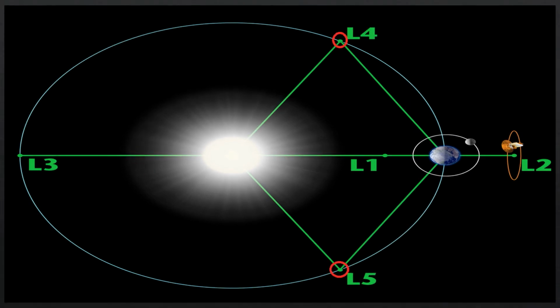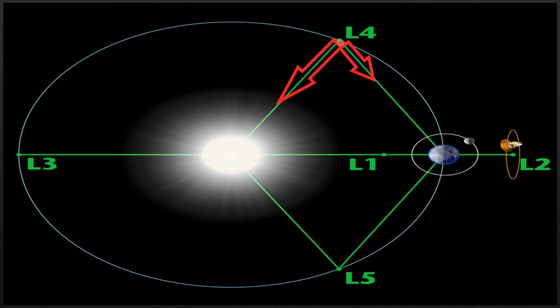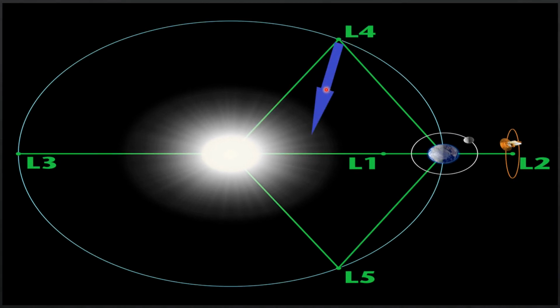L4 and L5, the 2 points, are equidistant from Earth and make a 60-degree angle with respect to the reference line between Earth and Sun. Now I will discuss the gravitational effect on L4, which will be the same for L5. Earth will be attracting L4 towards itself, and the same is the case for the Sun, which can be seen from these red arrows. The resultant gravitational effect will be represented by the blue arrow, and this force makes this point very stable.